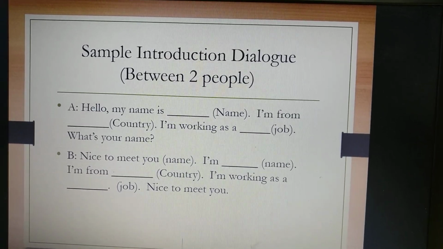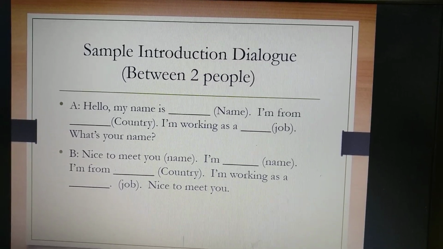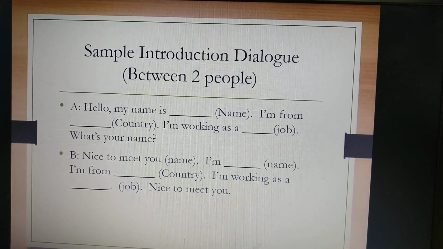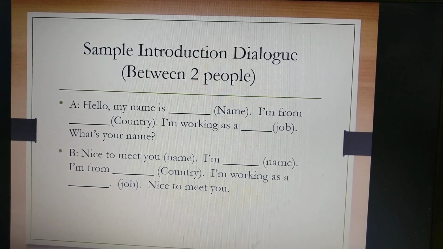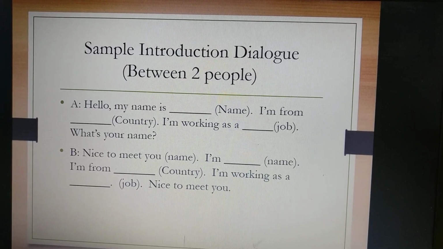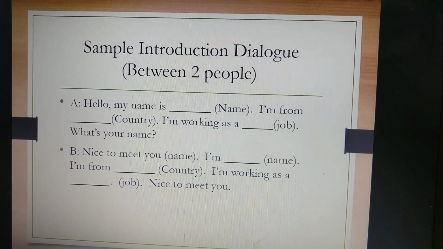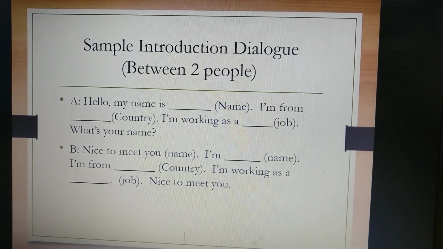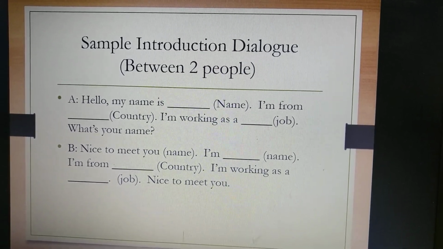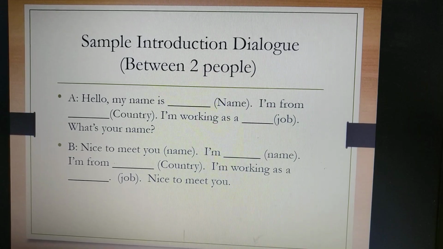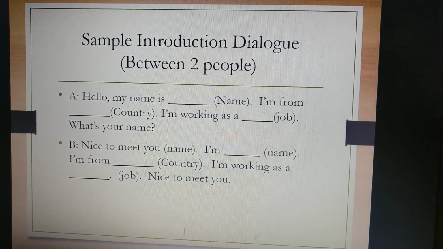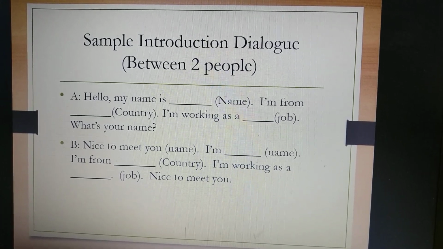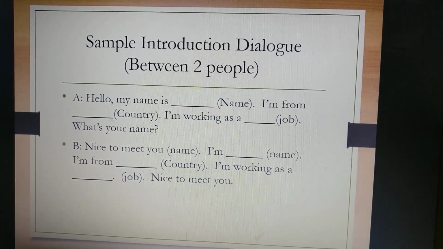This is a sample introduction dialogue between two people. So two people that are introducing themselves. So A would say, hello, my name is Thomas, for example. I'm from England. I'm working as a car mechanic. What's your name? And the B would say, hi, nice to meet you. I'm James, for example. I'm from United States. I'm working as a post office worker. Nice to meet you.